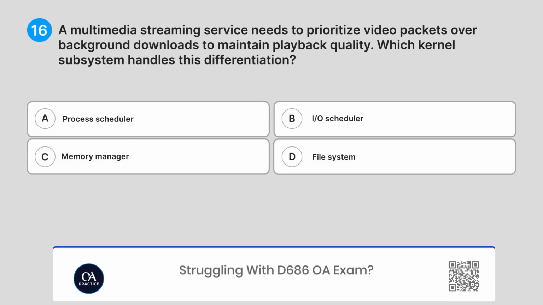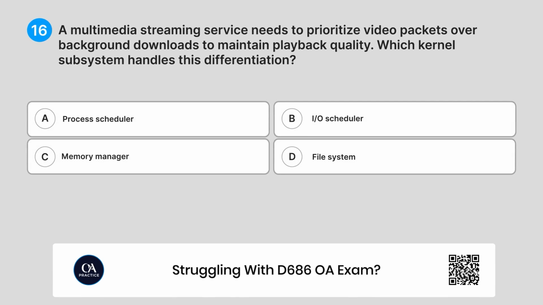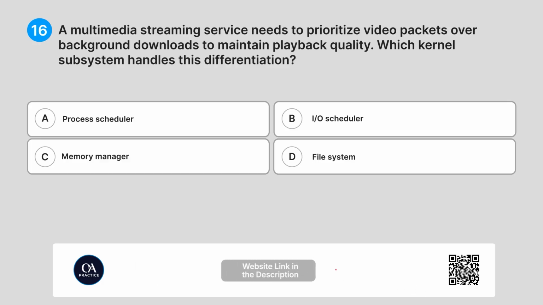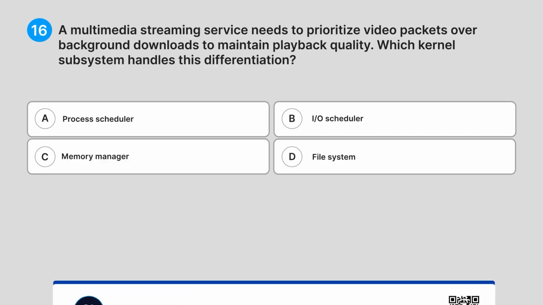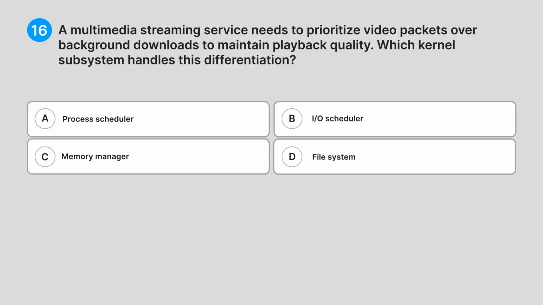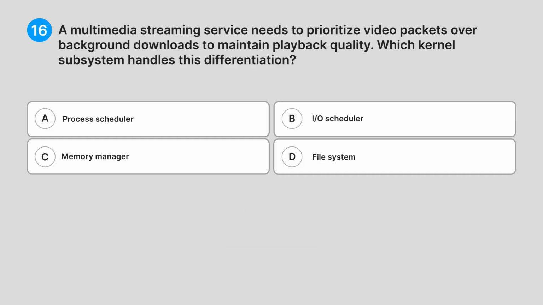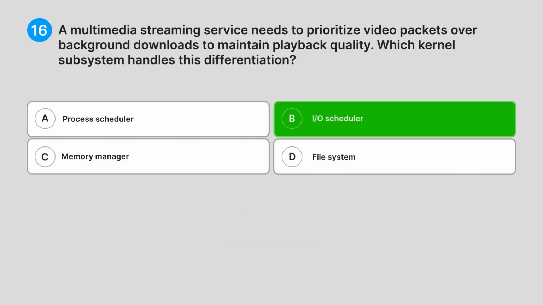16. A multimedia streaming service needs to prioritize video packets over background downloads to maintain playback quality. Which kernel subsystem handles this differentiation? A. Process scheduler. B. I/O scheduler. C. Memory manager. D. File system. Do you know the answer? Correct answer, B. I/O scheduler.